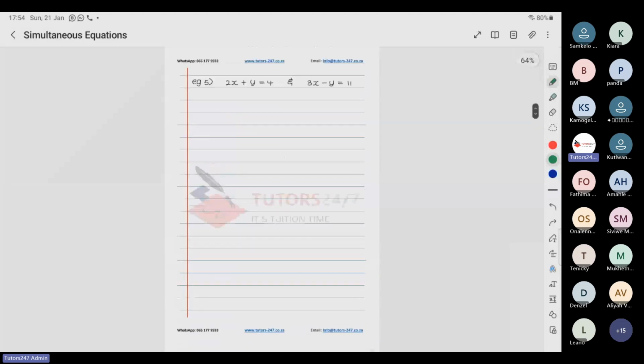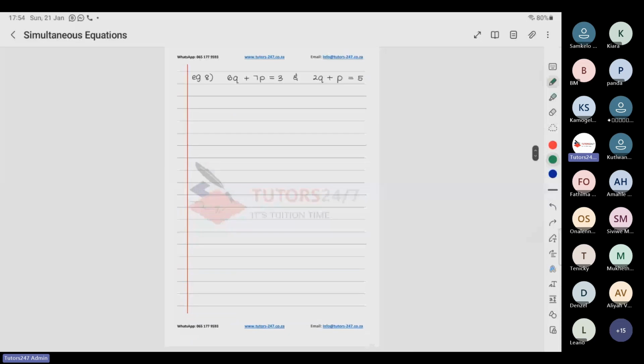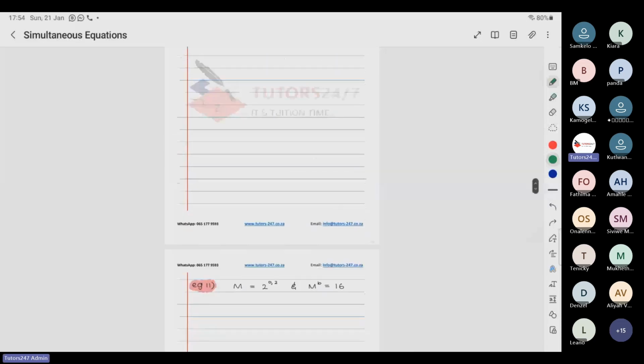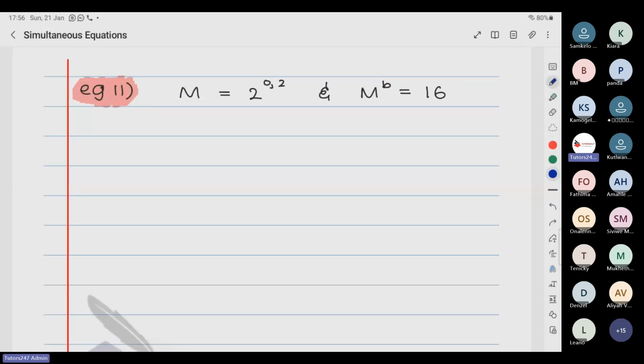So let us jump all the way to, let's see, something that's highlighted. Let us jump to 11. For example 11, we have our first equation that states m is equal to 2 to the power 0.2. Our second equation states that m to the power b is equal to 16. If you notice, we have a value of m. We know that m is equal to this 2 to the power 0.2. If we take this and substitute it into the second equation, we can then solve for b.